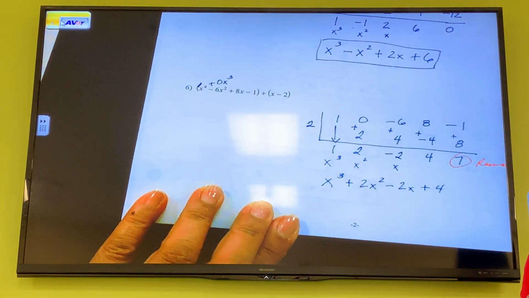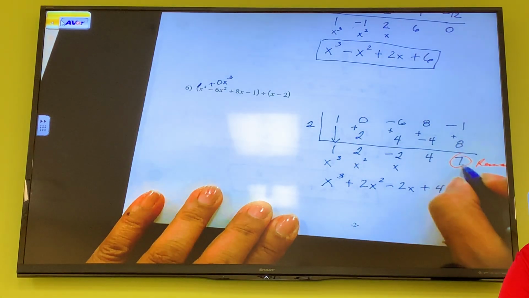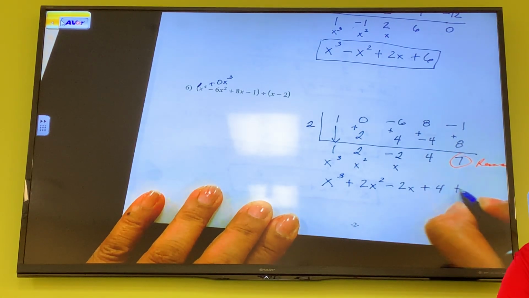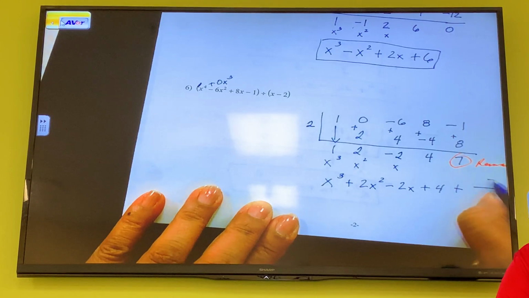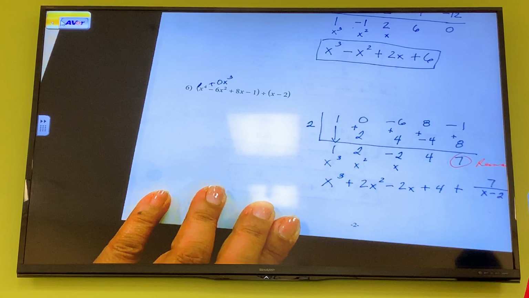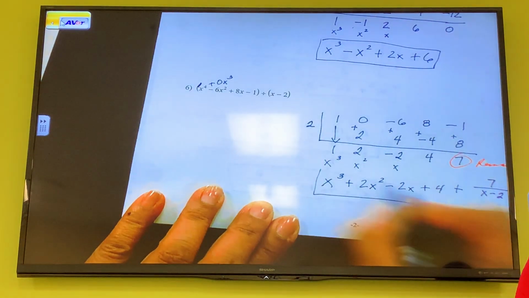Then we write in our remainder. So that's a positive, so we're going to put plus 7. Then fraction, numerator 7 over x minus 2, denominator. So this will be your final answer.